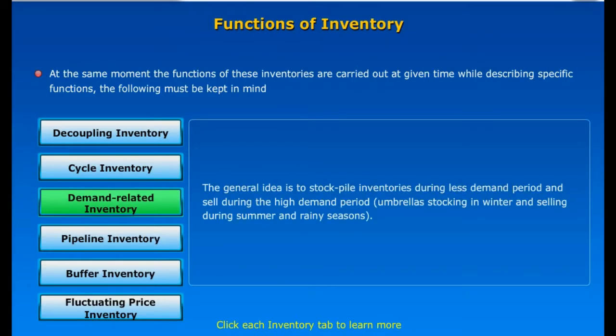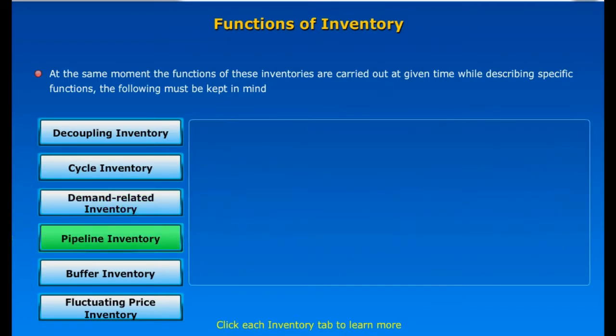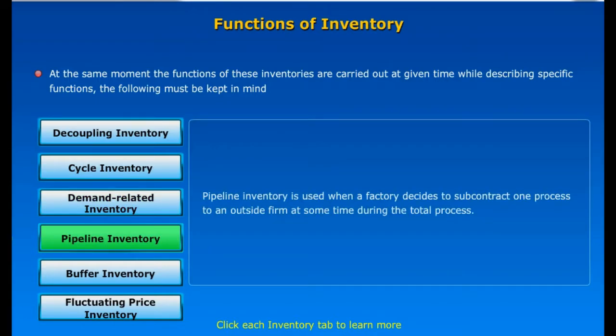Demand-related inventory. The general idea is to stockpile inventories during less demand period and sell during the high demand period, such as umbrella stocking in winter and selling during summer and rainy seasons. Pipeline inventory. Pipeline inventory is used when a factory decides to subcontract one process to an outside firm at some time during the total process.